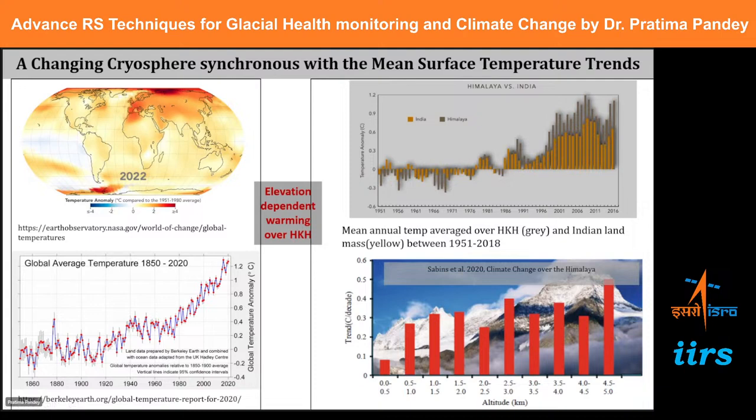Now coming to the Himalaya again, this is the situation. This is the trend of the temperature rise per decade at different altitudes. So these are the lower altitudes and these are the higher altitudes. The graph plot shows that the rise of temperature is more at the upper altitude than the lower altitude. This is known as elevation dependent warming. Elevation dependent warming has been observed in the Himalaya as well as in other mountain regions.